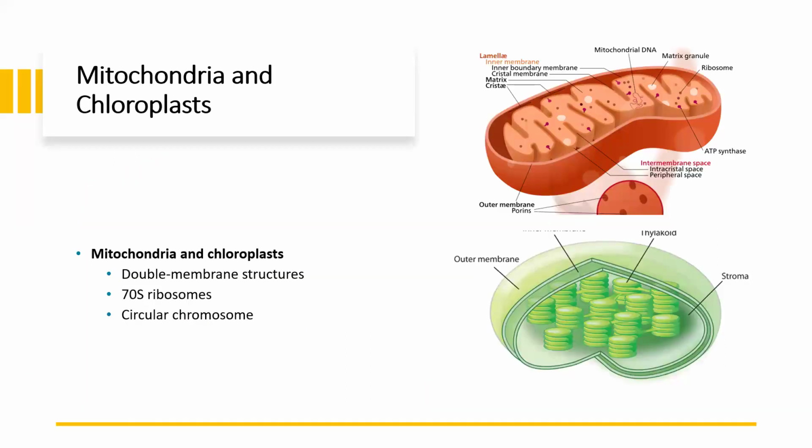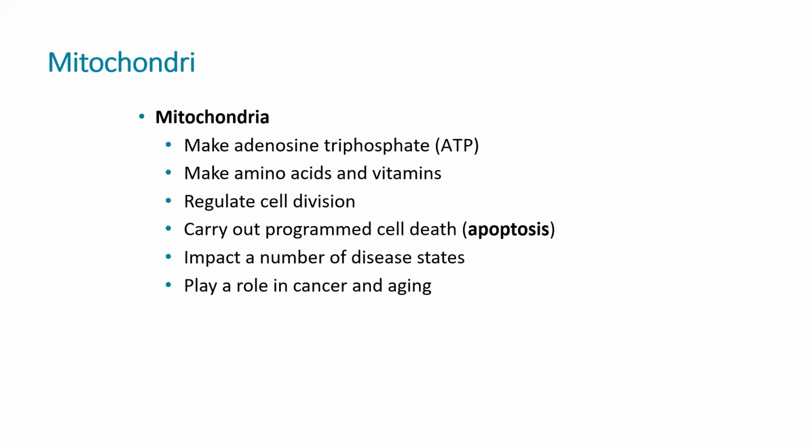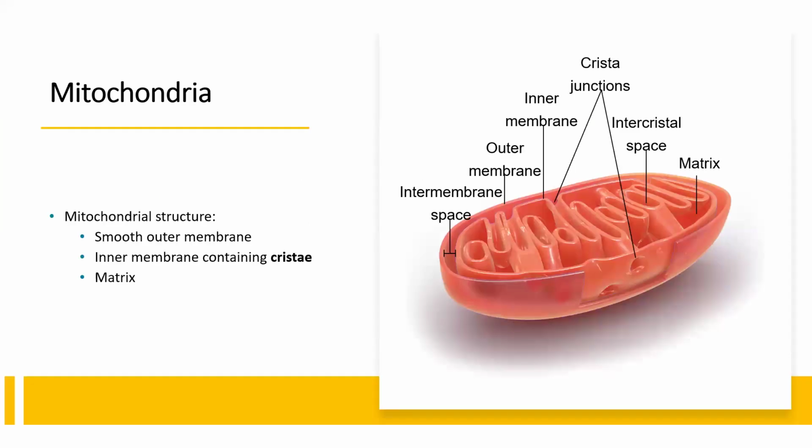Now, the mitochondria and chloroplast, they have these double membrane structures. This is where in the mitochondria, you're going to get ATP production. In chloroplasts, you're going to do carbon fixation. They have 70S ribosomes and circular chromosomes. So those mitochondria are going to make ATP, amino acids, and vitamins. They regulate cell division. They take a role in apoptosis and cancer and some disease states.